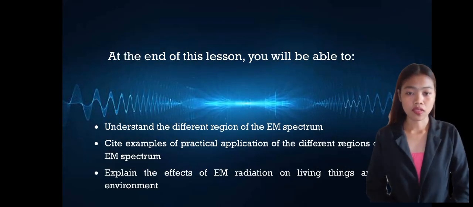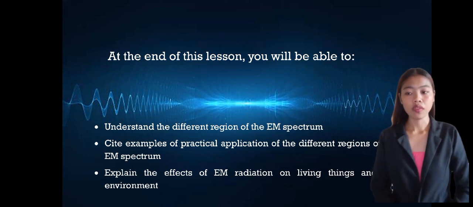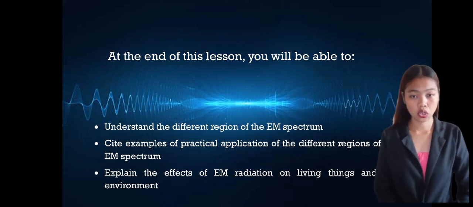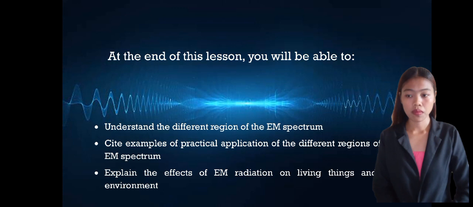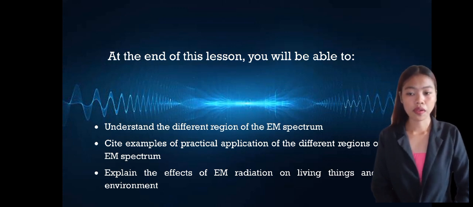At the end of this lesson, you will be able to first understand the different regions of the electromagnetic spectrum. Second, cite examples of practical applications of the different regions of the electromagnetic spectrum. And the last one is to explain the effects of electromagnetic radiation on living things and the environment.